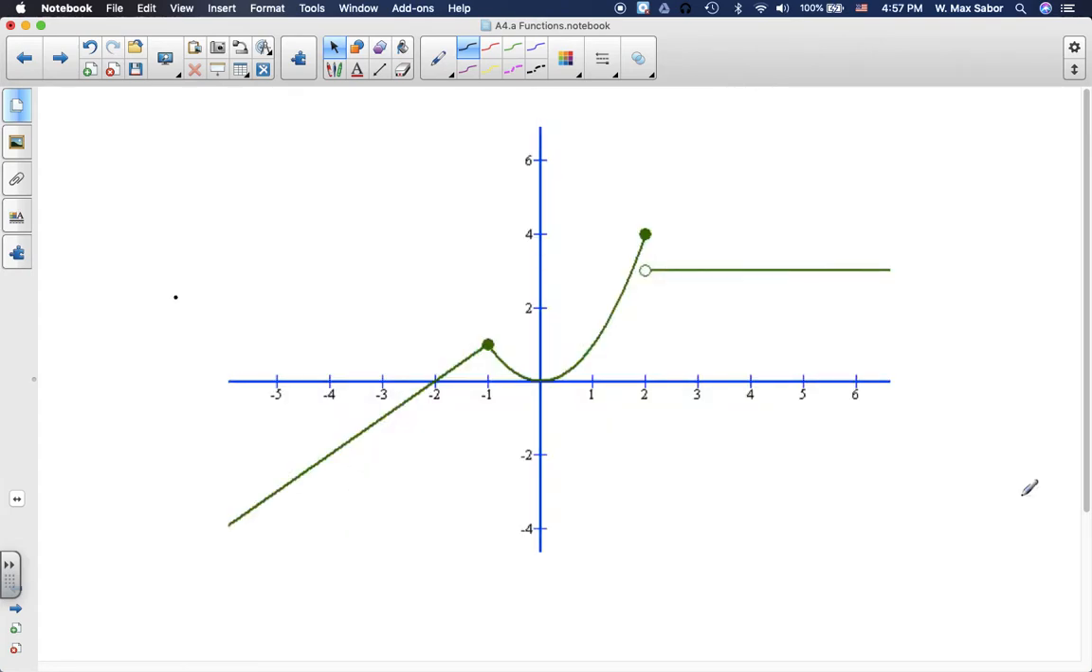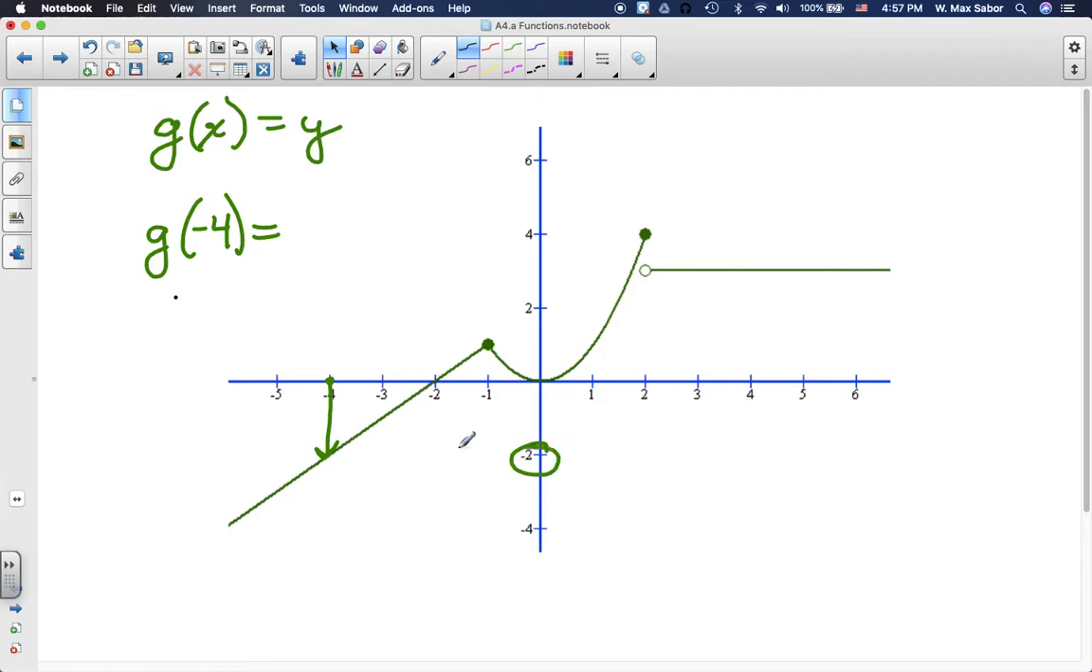Here's a different function. Let's call it g. What we can say is, okay, g of -4 is going to be, well, let's go over to -4. The output at -4 is -2. So here's the point -4, -2. That's saying that when we put in -4, we find out that the output is -2.